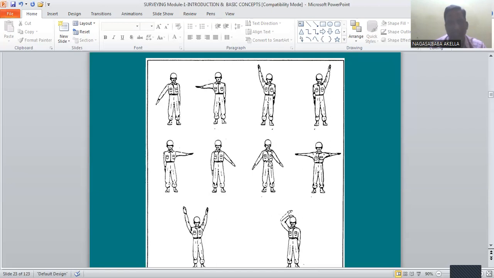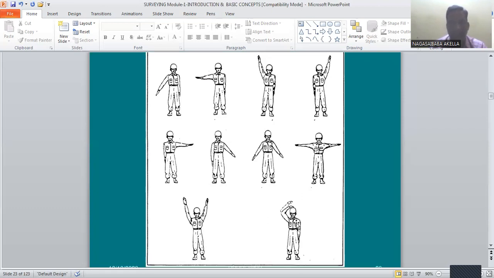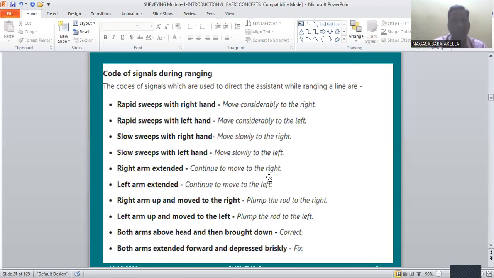Okay, this point is okay. For this, you have to use this signal, and this means yes, that point is correct. And this is okay, you fix the ranging rod. That is the signal for fixing the ranging rod. And this, the hand upon the head, is used to come back to your position. Your work is over, you can come to reach me. So these are the code of signals. These are used in the ranging process. Okay. So that is explained here.